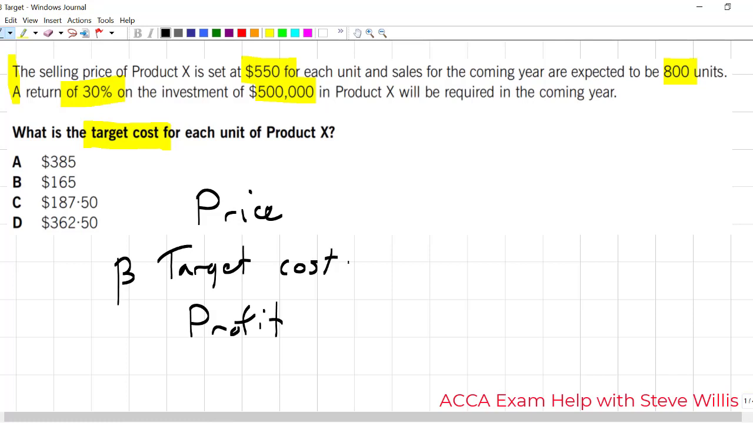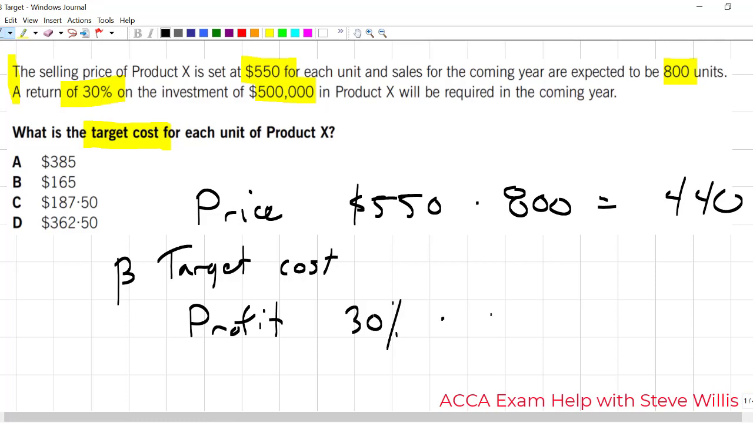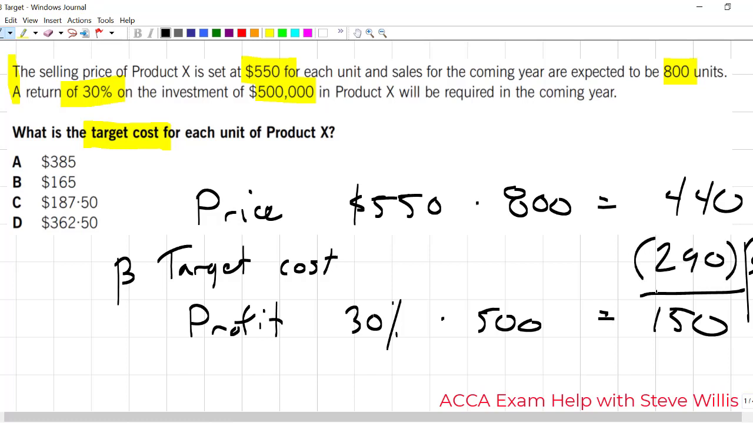And we see that, look at this, the price, 550 and 800. So that's 550 units multiplied, $550 per unit times 800 equals 440. Profit is 30% of 500. That's equal to 150. Third thing to do is get a balancing figure. So the cost there would be 290. We know that we're doing 800 units.